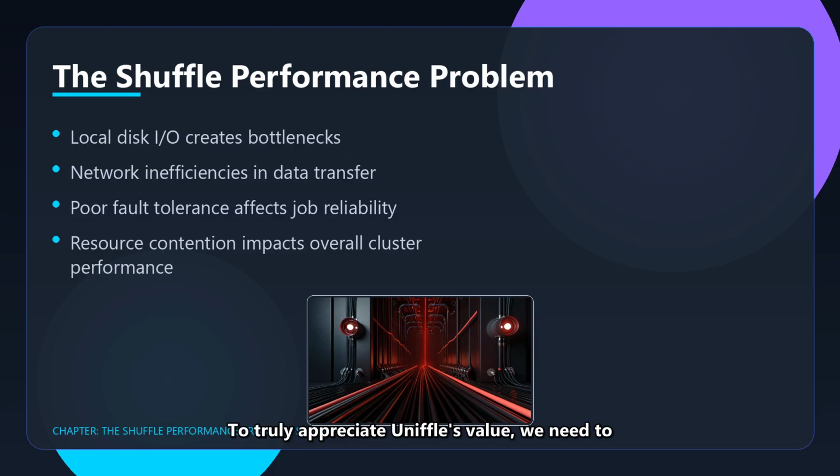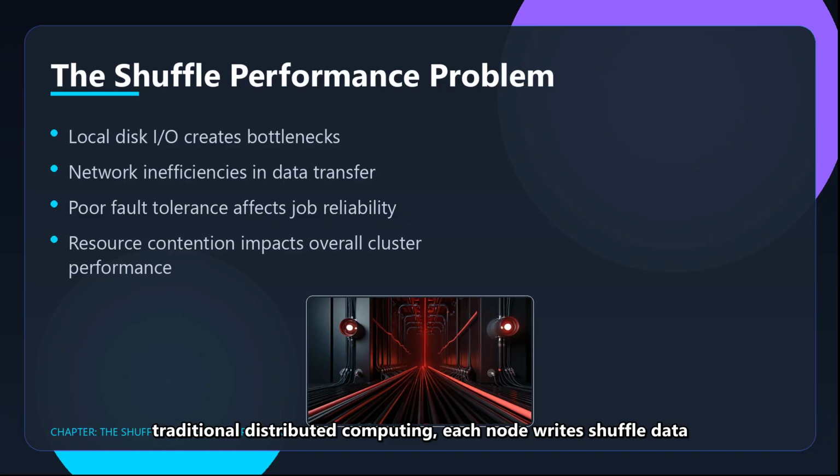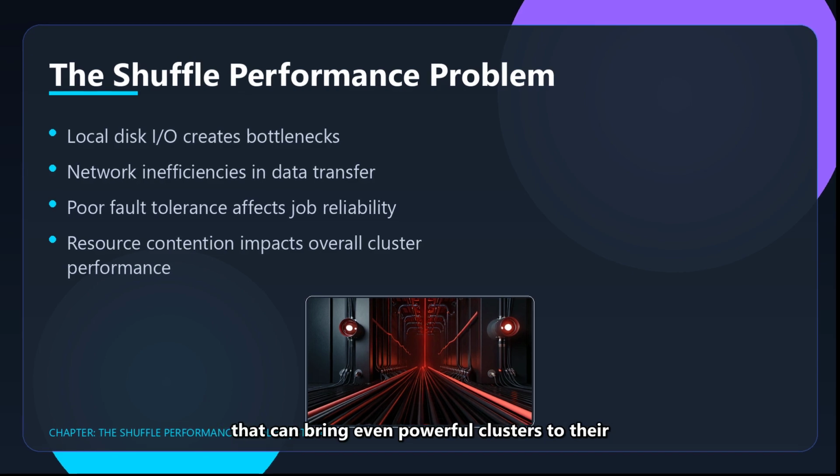To truly appreciate Uniffle's value, we need to understand the shuffle performance problems it solves. In traditional distributed computing, each node writes shuffle data to its local disk, creating massive I/O bottlenecks that can bring even powerful clusters to their knees.